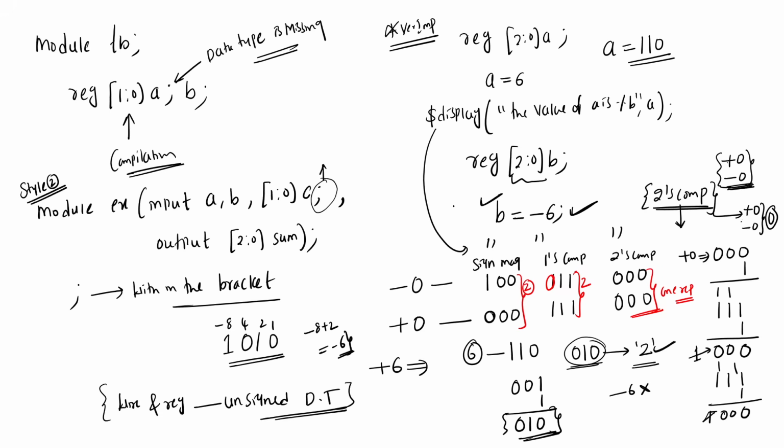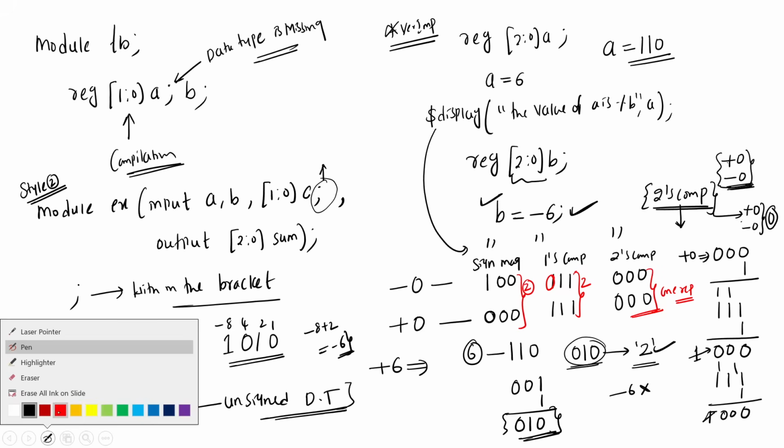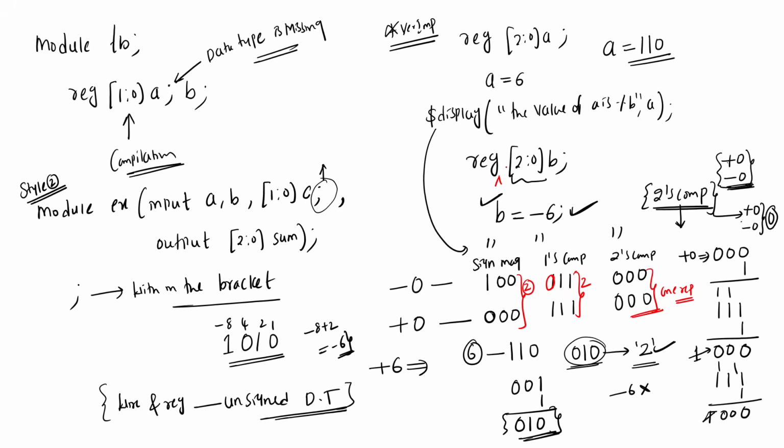So if you want to display signed, with reg you need to use signed, like this. Or otherwise you can use the integer data type also. This is a signed data type. So what is the conclusion? Reg and wire are unsigned data types. Sir, what about the others? Those are also unsigned data types.